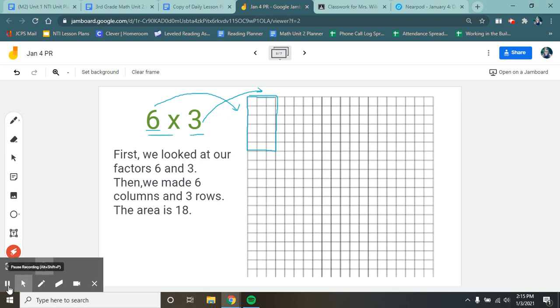So I'm going to stop our video here. And then on the next slide, if you hit the next arrow on Nearpod, you're going to see your own grid. And I want you to practice looking at the factors and drawing your rectangle and then finding the area. All right, good luck.